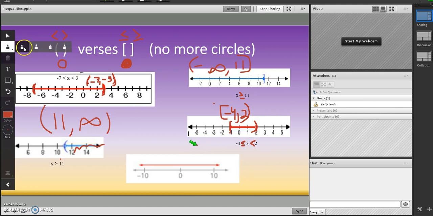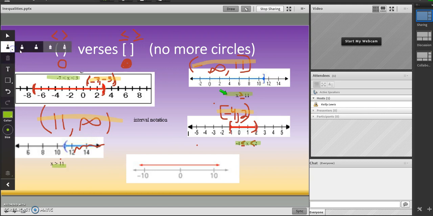I'll show you a couple of things. When it's written like these, those are called interval notation. Otherwise, when it's written like these, those are the ways that you're used to.